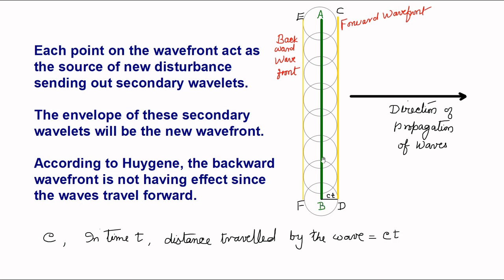Similarly, many points can be considered over this wavefront AB. So all these secondary wavelets travel through a distance ct. Hence, the tangent of all these secondary wavelets will be the new wavefront CD.